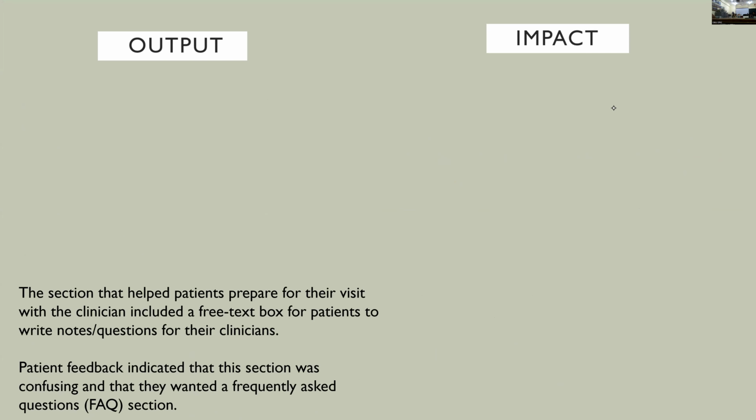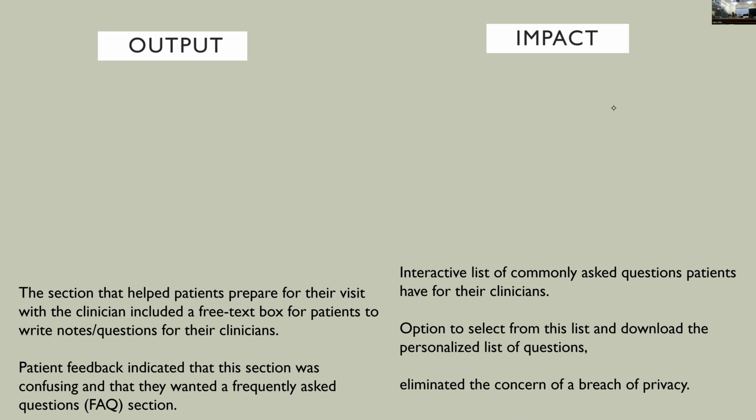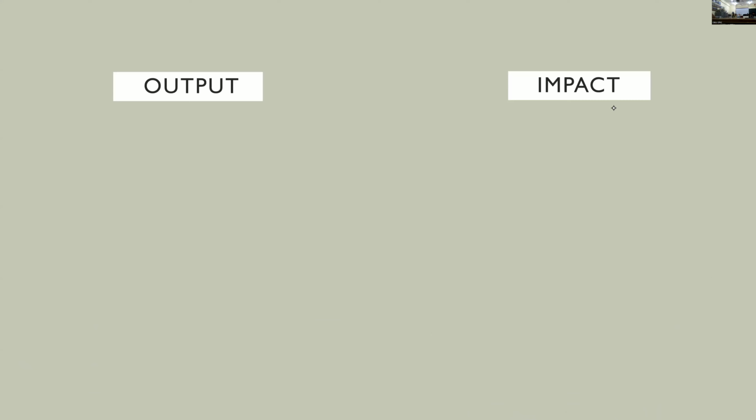The second output was that the initial version had a text box in which the patient could write questions to the clinicians. Patient feedback was that this is not needed; we want something called frequently asked questions. The clinicians had a concern that if they put a text box, patients would give their personal data, which would be a privacy concern. So in the final study, they had an interactive list of commonly asked questions for the clinician. They could download the personalized list of questions, and if they want, they can give their comments on that. So that also eliminates the concern for breach of privacy. So that was another one of the impacts.